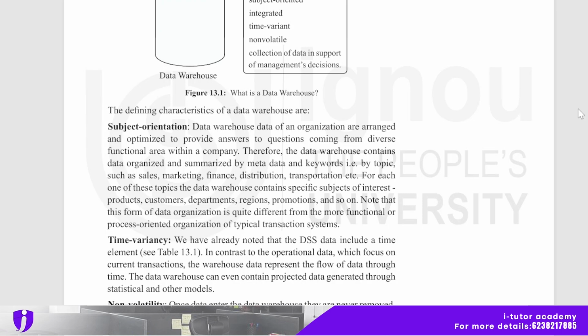Data warehouse data of an organization are arranged and optimized to provide answers to questions coming from diverse functional areas within a company. Therefore, the data warehouse contains data organized and summarized by metadata and keywords by topic such as sales, marketing, finance, distribution, transportation, etc. For each one of these topics, the data warehouse contains specific subjects of interest: products and customers, departments, regions, and promotions, and so on.